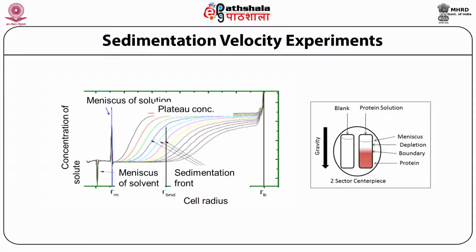In the sedimentation velocity experiment, we again plot the radius in centimeters versus the absorbance. You can see here the meniscus of the solvent initially, and in the middle part sedimentation occurs. We usually use two cells, one with a blank and the other with the protein solution. At the top you can see the meniscus, at the lowest part the protein, and in between the boundary and depletion, moving against the gravity. So that is utilized for the sedimentation velocity experiment for the measurement of S units.